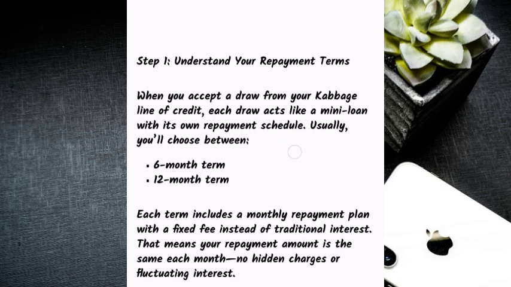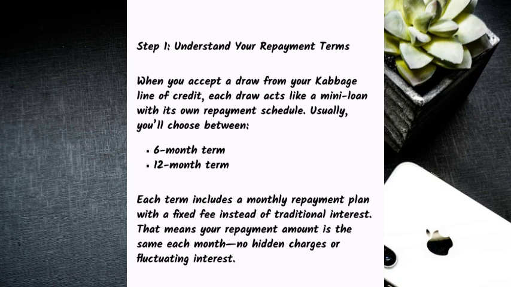Step 1, understand your repayment terms. When you accept a draw from your Kabbage line of credit, each draw acts like a mini loan with its own repayment schedule. Usually, you choose between 6-month terms or 12-month terms. Each term includes a monthly repayment plan with a fixed fee instead of traditional interest. That means your repayment amount is the same each month, with no hidden charges or fluctuating interest.